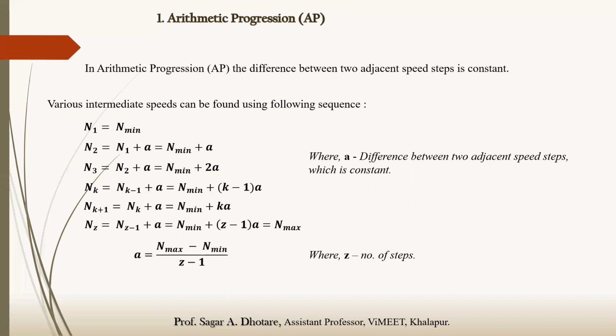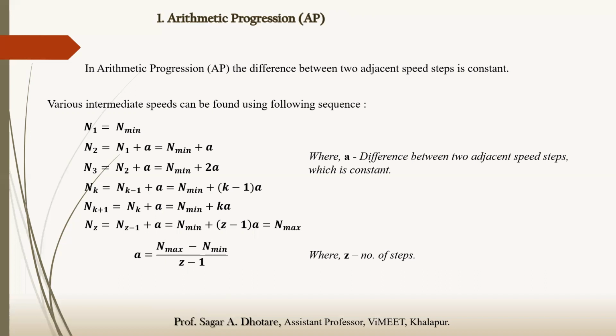Now how can we achieve the second stage? n2 is equal to n1 plus a. It means that a constant speed variation a is to be added. So n2 is equal to n minimum plus a. Now n3 is equal to n2 plus a, that is n minimum plus twice a. Similarly, up to the zth value, n minimum plus (z minus 1) a is equal to n max.